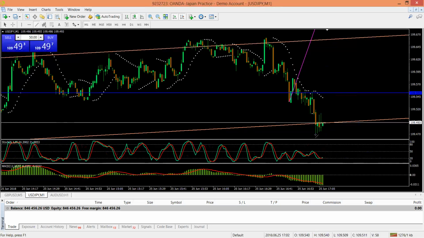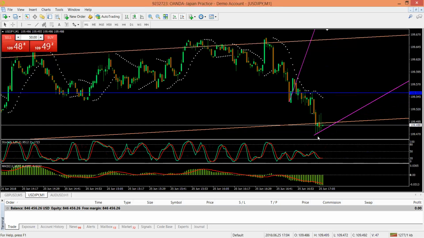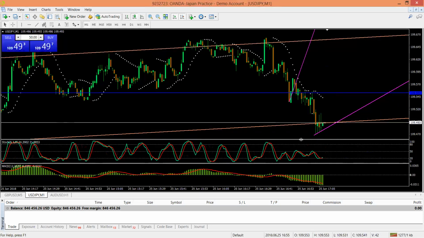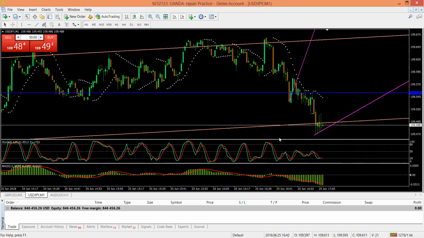You see there's a lot of dodginess coming up here, around that zone, because this is a zone of cluster demand on the left side.